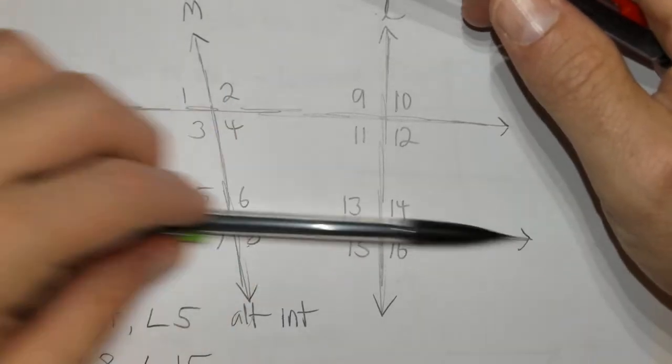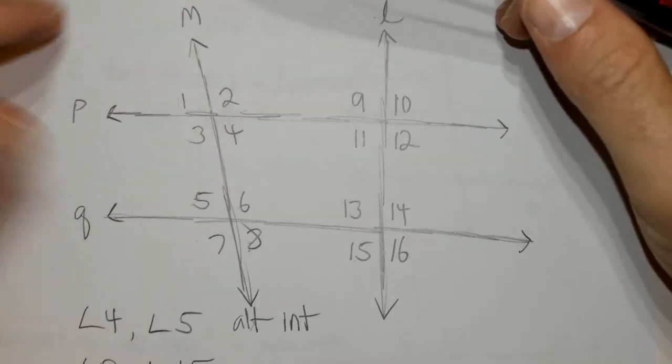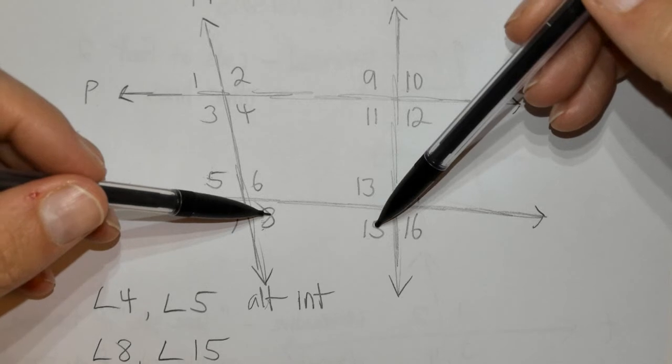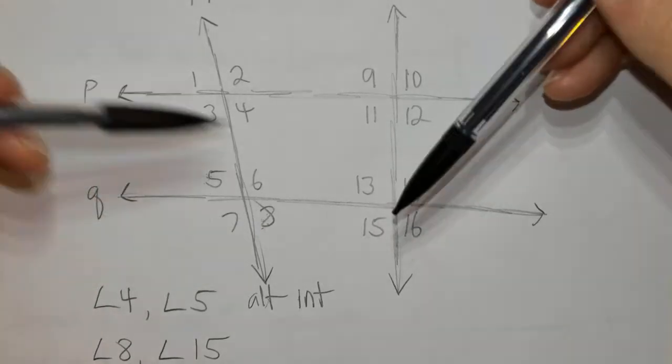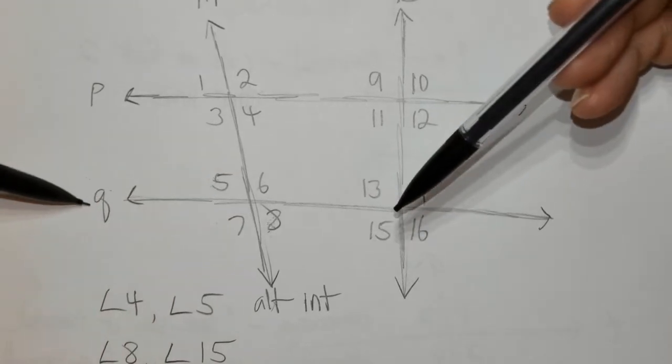It's kind of going sideways instead of up and down. All right, same principles, those still apply. So here's 8, here's 15. Are they on the same side or opposite sides of the transversal? Well, they're on the same side. They're both on the bottom. Because remember, Q is your transversal.